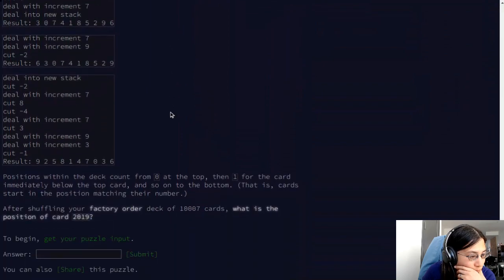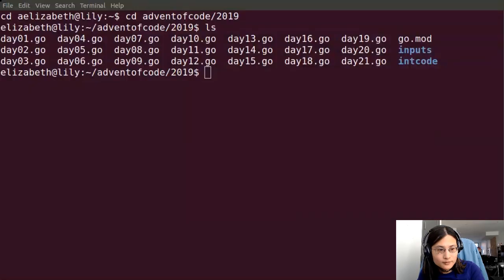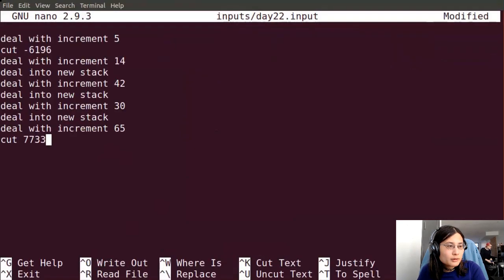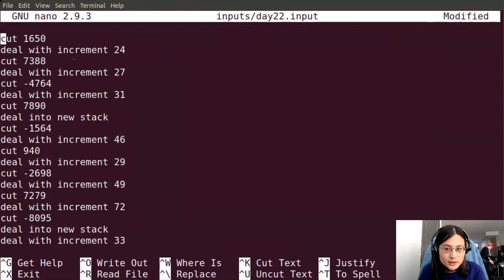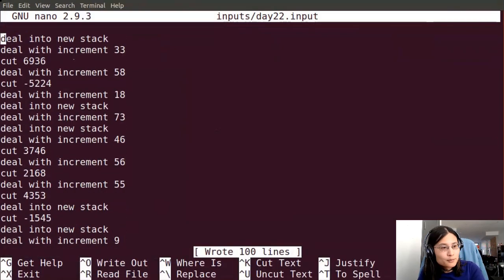All right. What's the position of card number 2019? Okay, it should be fairly simple to sort it. Okay, so let's get started. Let's go ahead and also pull my puzzle input. So we have a set of instructions that look like this. It's fair enough.